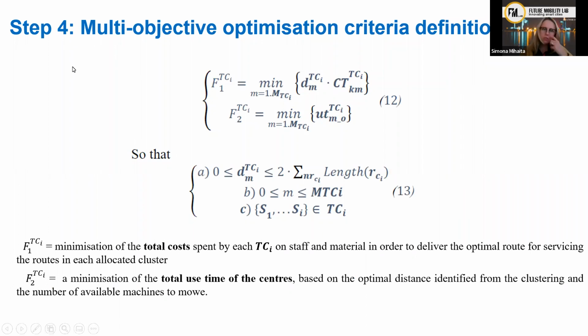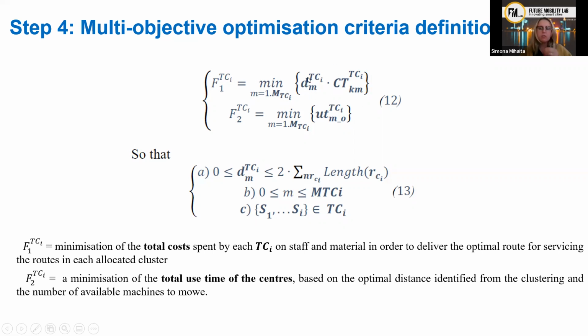So the fourth step is to use the variables calculated in all those previous steps, and then formulate the multi-objective optimization criteria. Now, there are 2 objective functions as of yet in this study. The first objective function is minimizing the number of machines that would give us the minimal total cost.